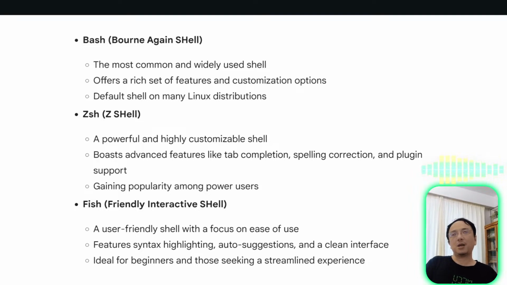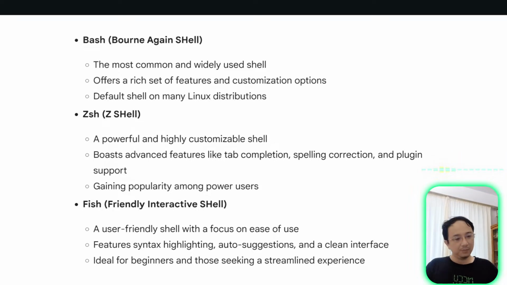And Fish is another one, a friendly interactive shell, as the name suggests. ZSH and Fish are more modern, and Bash comes from a long time ago and has come a long way to here. But all of them are really popular. Currently, Bash is probably the most popular one because it is installed by default on Linux.